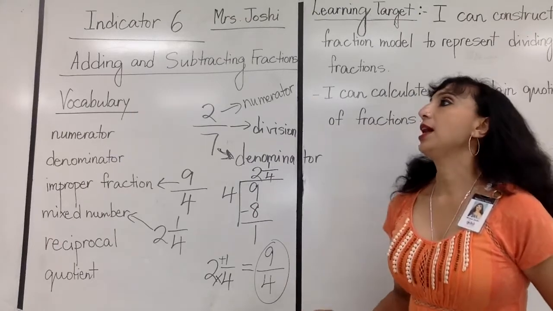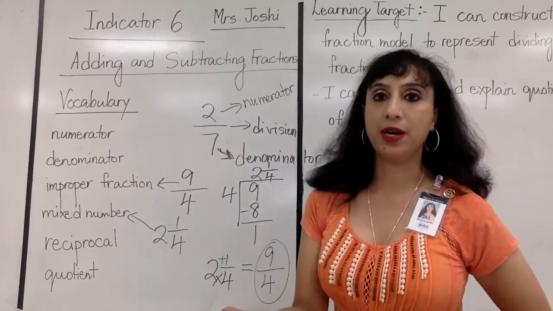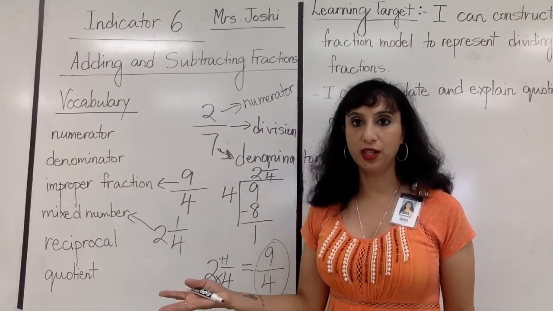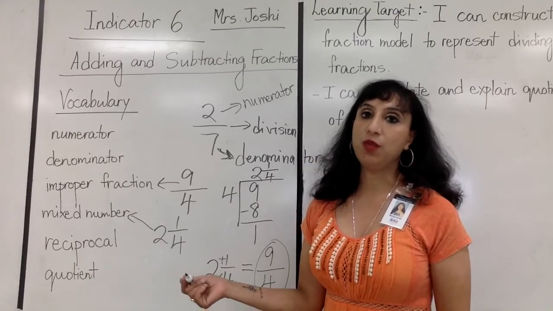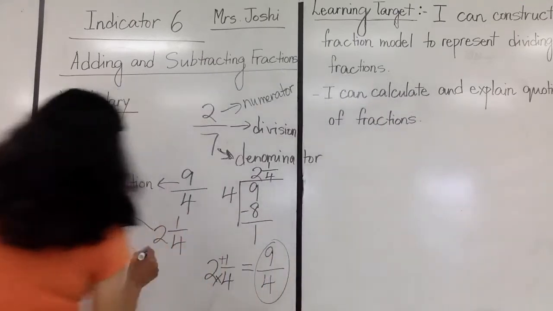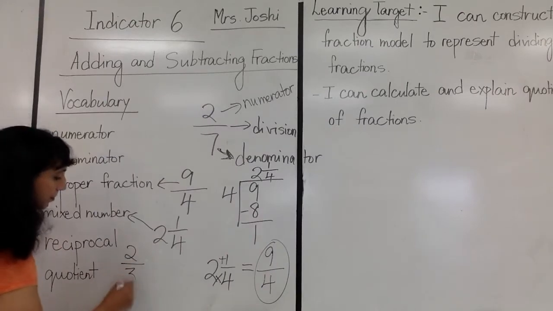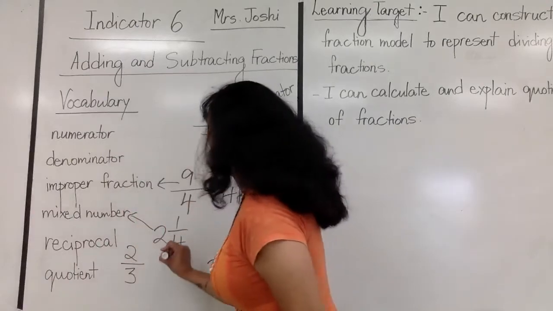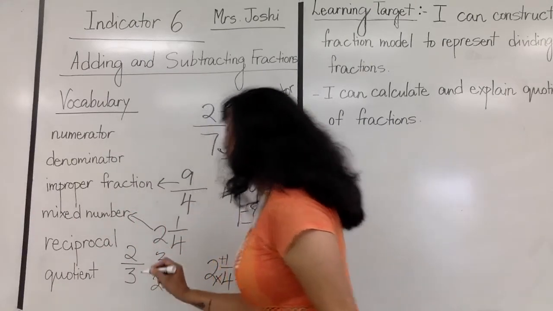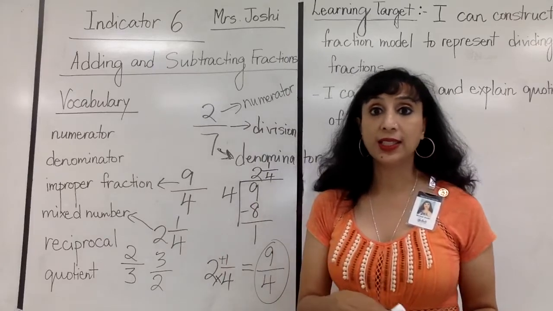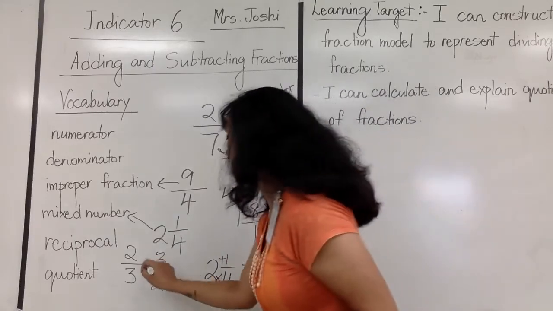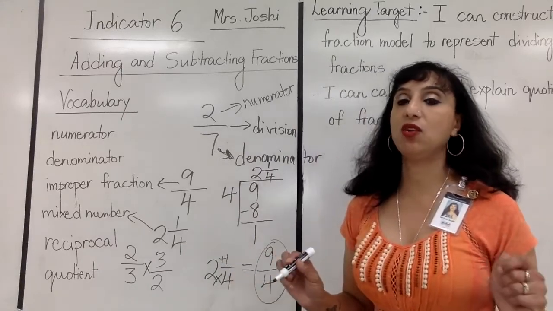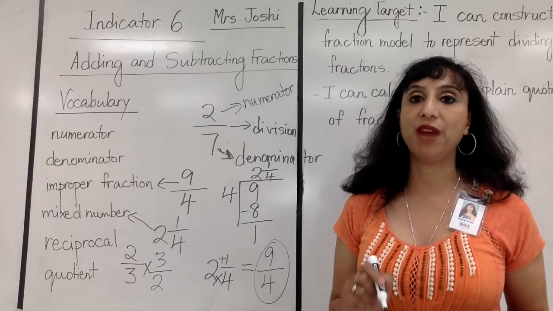A reciprocal of a number is its flipped version. When you multiply a number with its reciprocal, your product will always be 1. So if I say 2/3, the reciprocal or the flipped version of 2/3 would be 3/2. And when I said the product being 1, this is what it means. If I do 2/3 times 3/2, so I can simplify. That's one thing you've got to learn to do in math: simplify before you multiply.